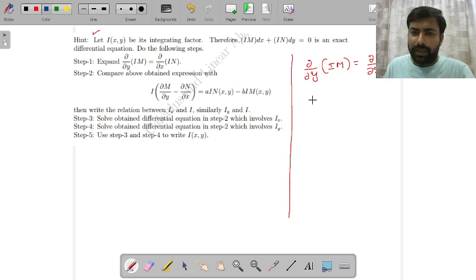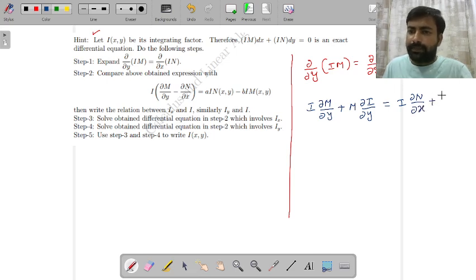So let us just differentiate. I is a function of x, y, and M is a function of x, y, so we need to use the product rule to differentiate them. So I into ∂M/∂y plus M into ∂I/∂y equal to, on the other side, I into ∂N/∂x plus N into ∂I/∂x. They asked us to expand, and we expanded it. So we are done with step 1. Next, let me see what is there in step 2.